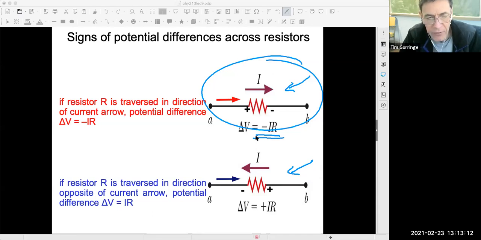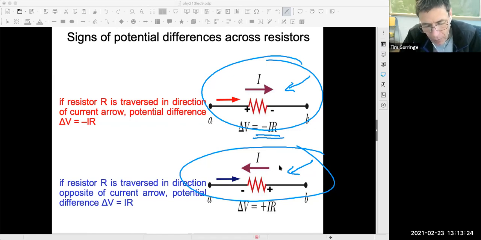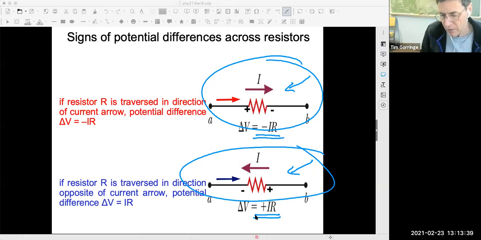It's negative IR, size of current times the resistance. In the bottom case, I'm walking opposite the direction of the current. Current's flowing downhill, I'm walking uphill. So this change in potential is positive IR. And so that's the signs of the potential change when you walk across resistors. That's important.